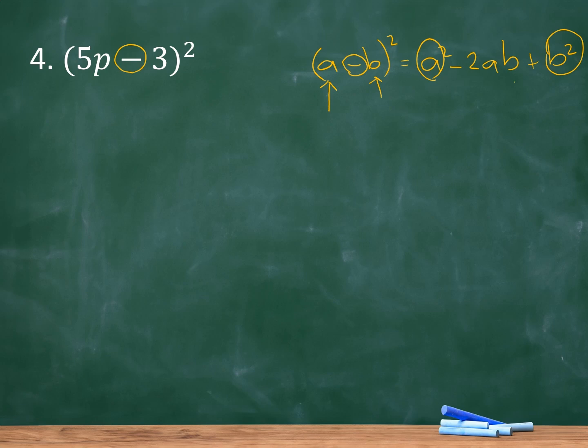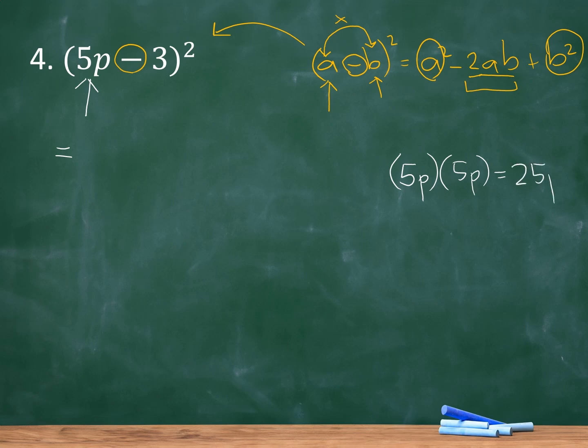And then to get the middle term, we will multiply the first and the second term, so that's a times b, and then we double it, or we multiply it by 2. So that's how we get the middle term. Okay, so we will use this pattern to solve our problem. What we will do here is square the first term, so that's 5p times 5p. Now we are multiplying two monomials, and that is equal to 25p squared.